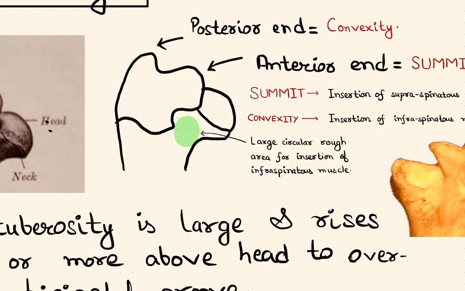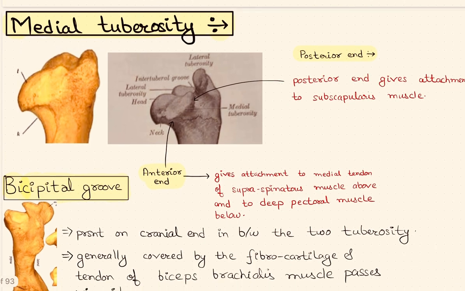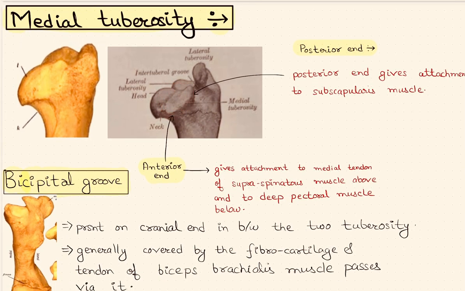Okay, scapula region. There is also a circular region below this summit which also inserts a muscle. Which muscle? The infraspinatus muscle. Now the medial tuberosity also has two ends, an anterior end and a posterior end. How will you recognize the anterior and posterior ends? The anterior end would be towards the surface where the coronoid fossa is present, and the posterior end would be towards the surface where the olecranon fossa is present.